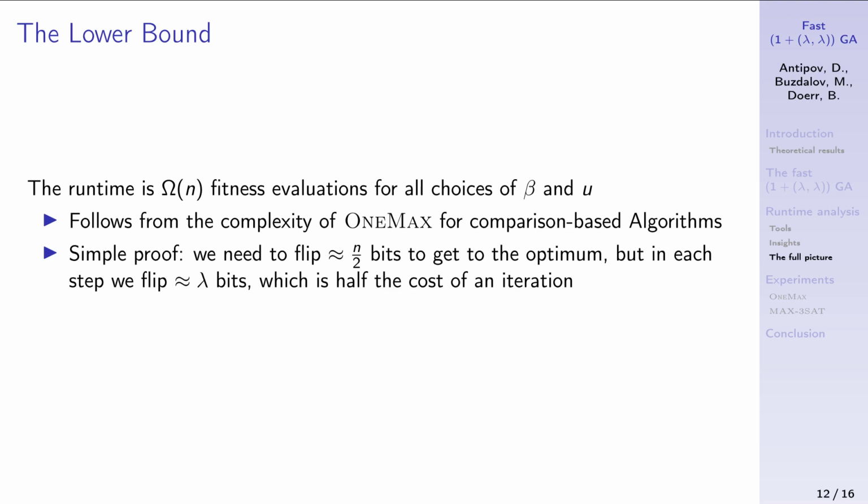The (1 plus (lambda, lambda)) GA flips in each iteration at most lambda bits, which is half of the cost of one iteration. And since the initial bit string is at a distance of around n over 2 from the optimum, we need to flip n over 2 bits, which means that we need to perform iterations, the sum of the costs of which is n.